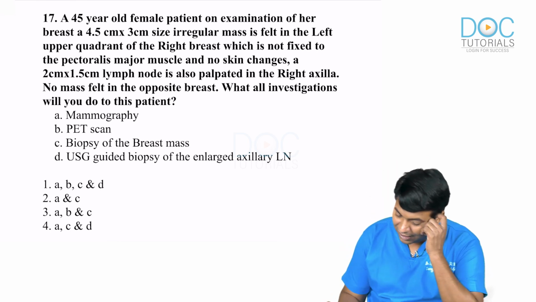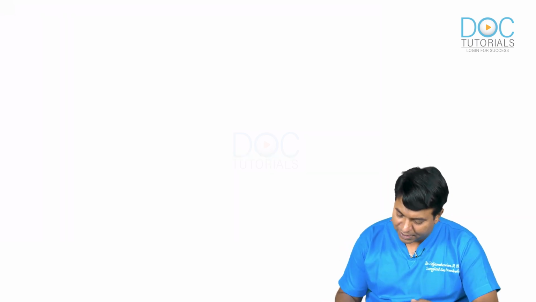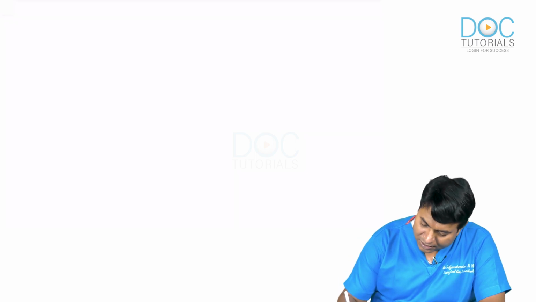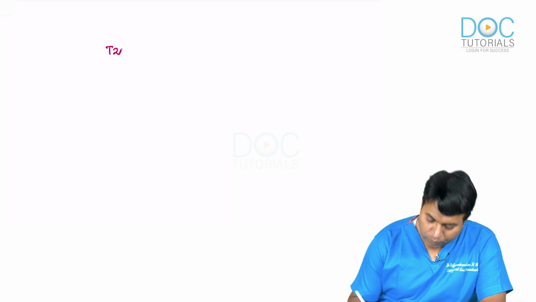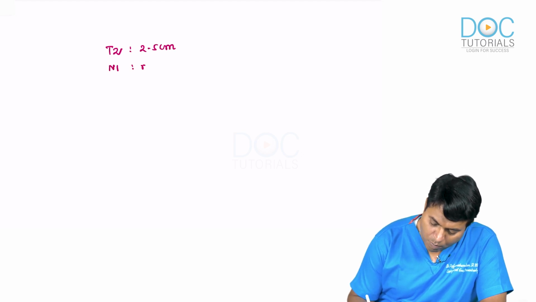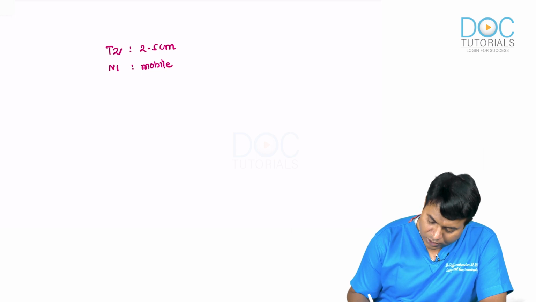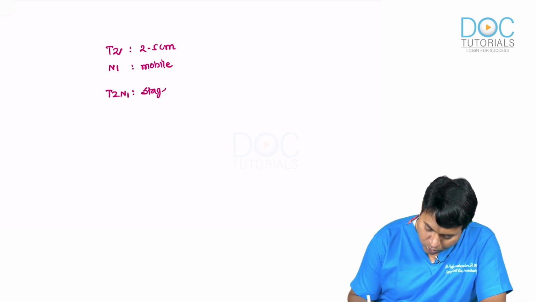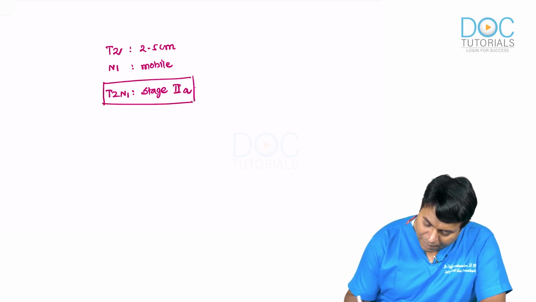So this is a classical case of early breast cancer. This case is showing you T2. T2 means the tumor is 2 to 5 centimeter. There is a single node which is N1, a mobile axillary node. So T2 N1 will come under stage 2A. So stage 2A is an early breast cancer.